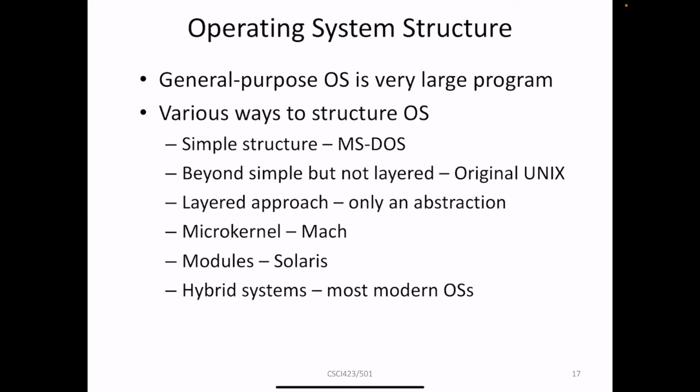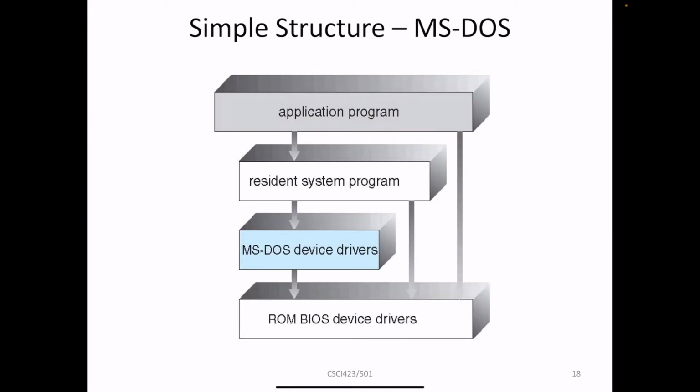Later, the developers and the researchers of operating system provided more advanced structures to better organize the operating system so that it can be more easily developed and managed. For example, layered approach, microkernel structure, module structure, and also nowadays, most of the operating systems combine different basic structures together to better fulfill the design goals. In later slides, we are going to talk about those structures one by one.